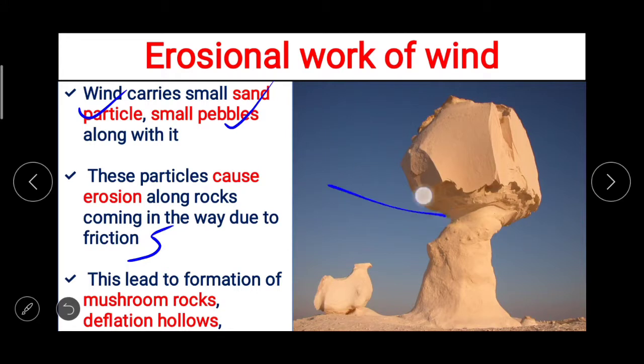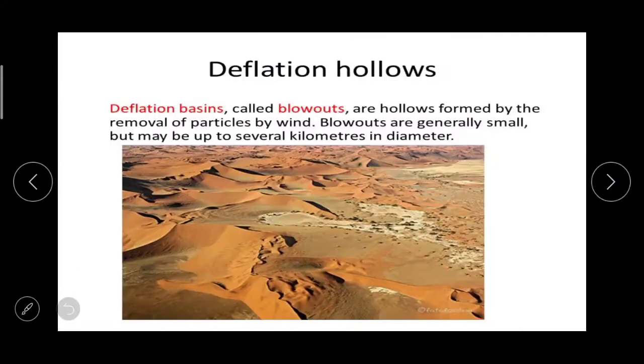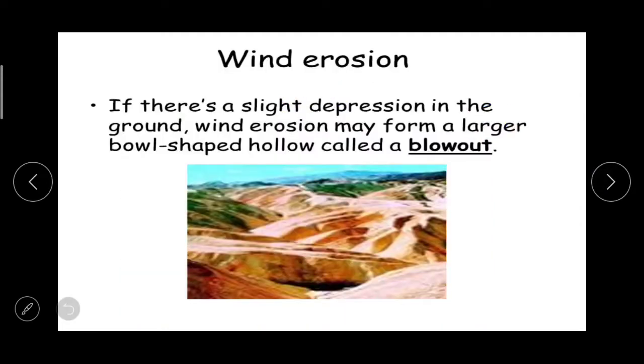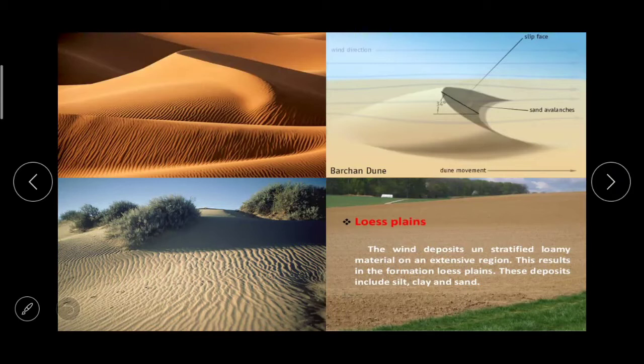Here you can see. So the erosional work of wind. Deflation basins called blowouts are hollows formed by the removal of particles by wind. Blowouts are generally small but may be up to several kilometers in diameter. If there is a slight depression in the ground, wind erosion may form a larger bowl shaped hollow called blowout. Here again you can see.